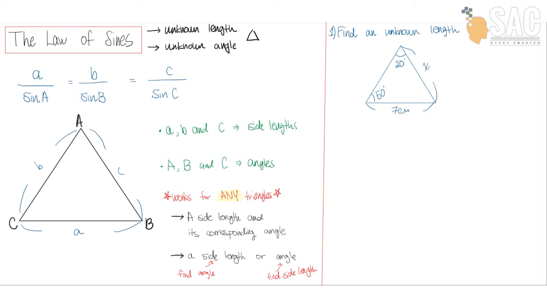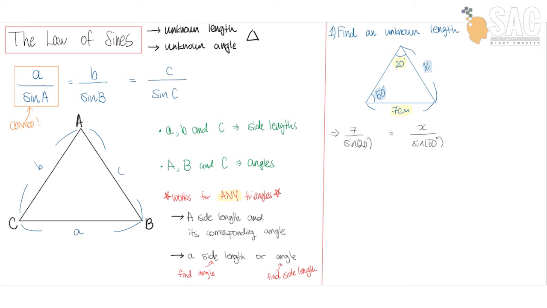In order to find this missing length, again, we need a combo. When I refer to combo, it's a side length and its corresponding angle. So we have 20 degrees and its corresponding side length, which is 7 centimeters. So this is a combo. Using our sine rule, we have 7 over sine 20 equals, another combo we have is 50 degrees and x, so it'll be x over sine 50 degrees.